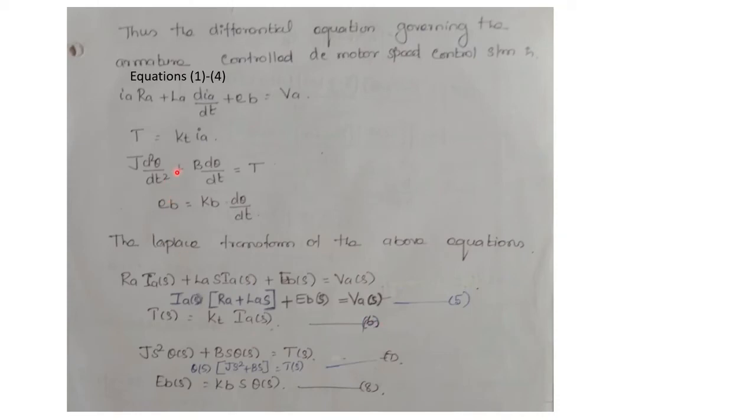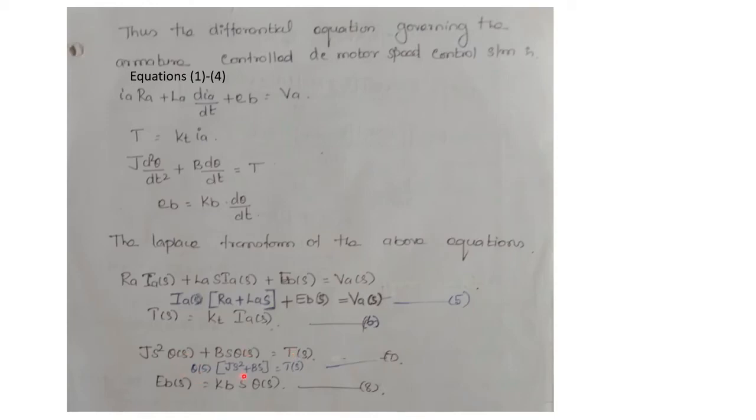Now for the third equation, we are going to find the Laplace transform. J and B are constants, so we can take them outside. Then d by dt, d square by dt square. The Laplace transform of this term will be S square into theta of S plus B into Laplace transform of d by dt, which will be S into theta of S. That will be equal to, this is also a torque, it will be capital T of S. Okay, so on the left side, theta of S is common, so we can take theta of S outside.